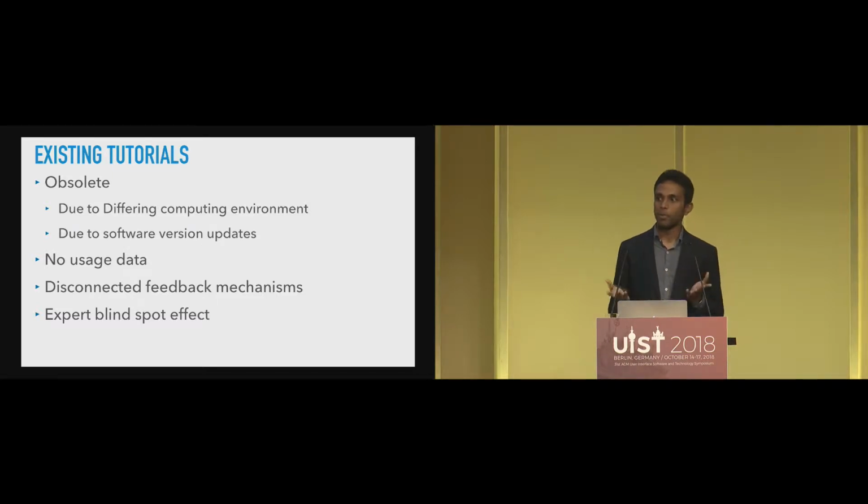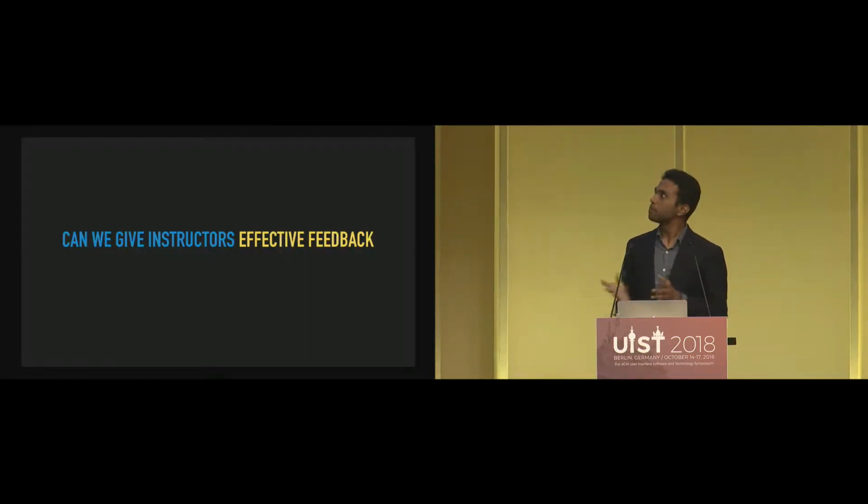The third and most important point is that a lot of times seemingly proficient authors created tutorials that were too high level for the learners to understand. This is super common in the computer science world, where very common command line tools like cat or grep, which are understood by experts, are points of difficulty for people who are new to it. This is what we call the expert blind spot effect. So with this project and system, we wanted to see if we can give instructors effective feedback about learner behavior.